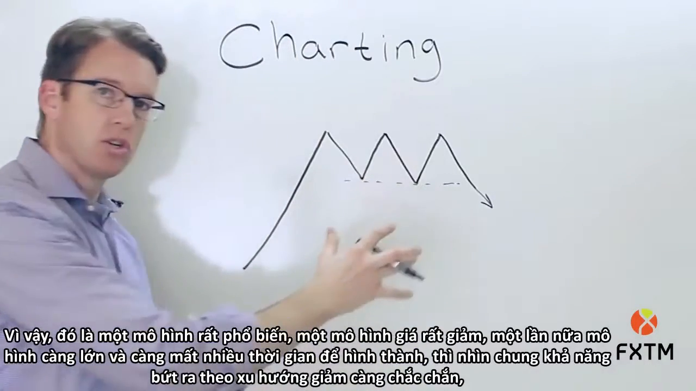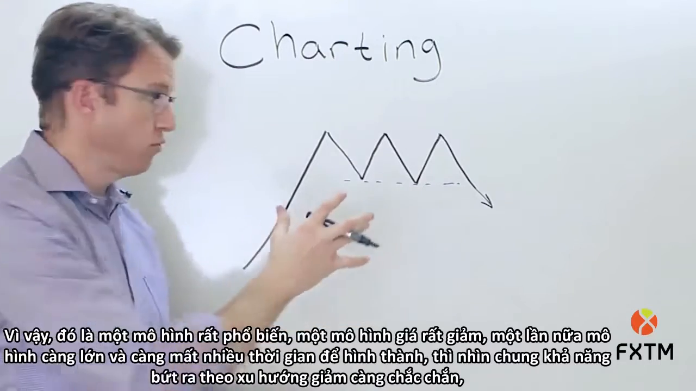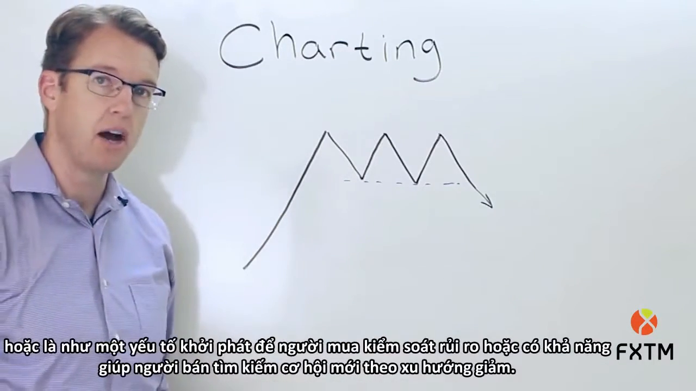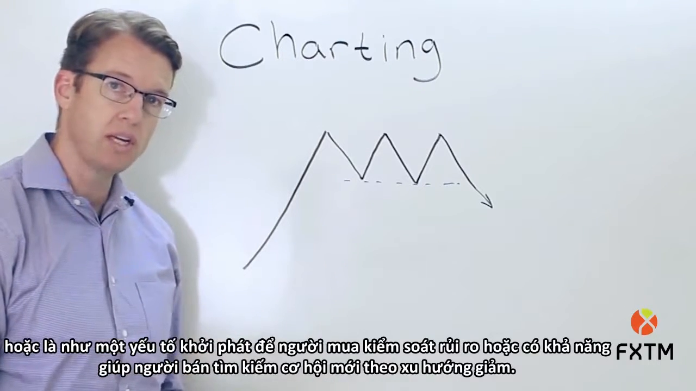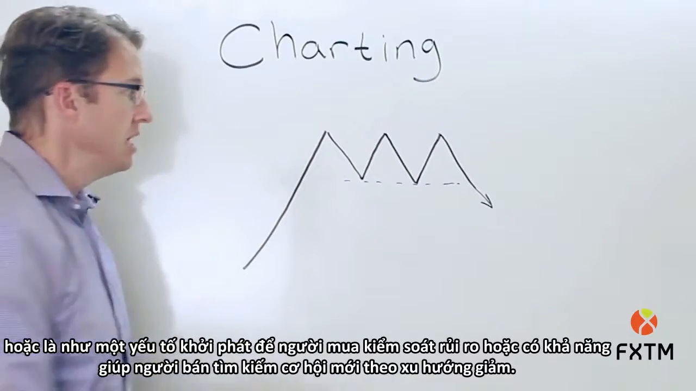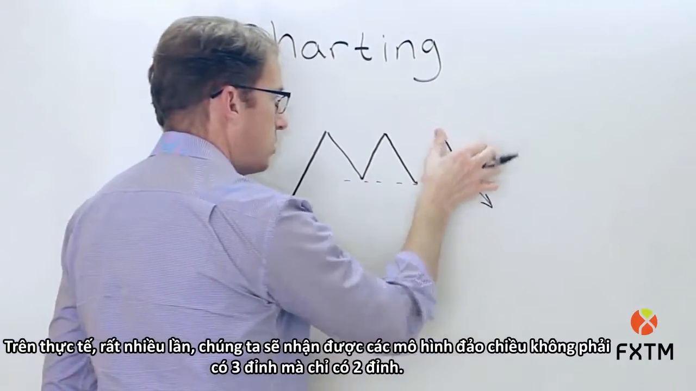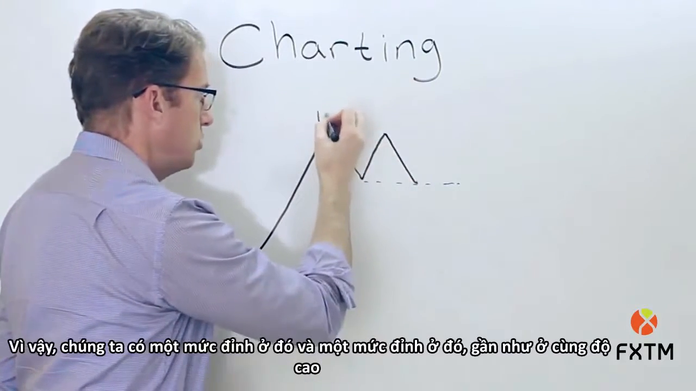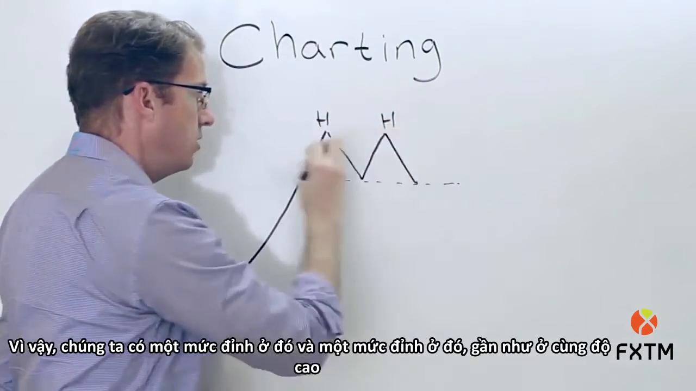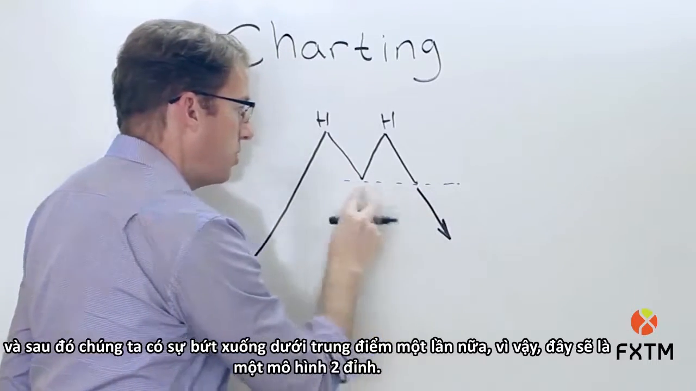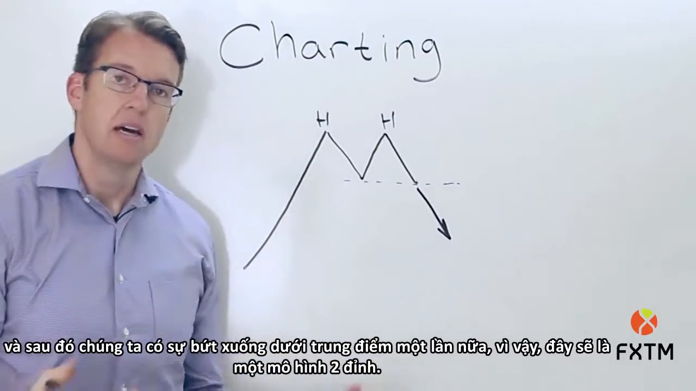Again, the larger and the longer it's taken to form, generally the more reliable that breakout is to the downside, either as a trigger for longs to control their risk or potentially for shorts to look for a new opportunity to the downside. In fact, many times we'll get reversal patterns that are not 3 tops, but just 2. So we have a high there and we have a high there, roughly at the same height. And then we have a break below the midpoint again. So this would be a double top.